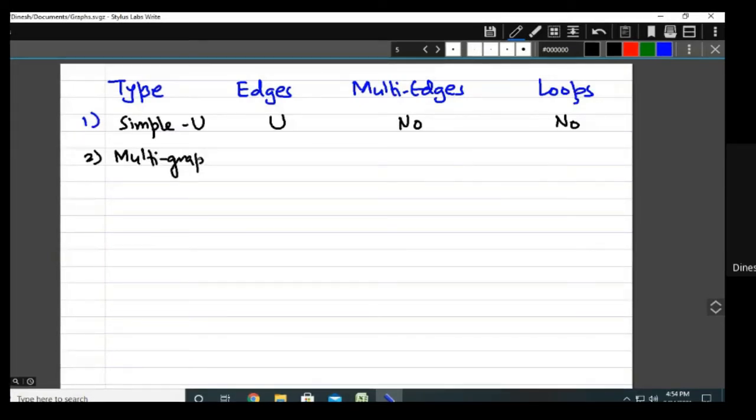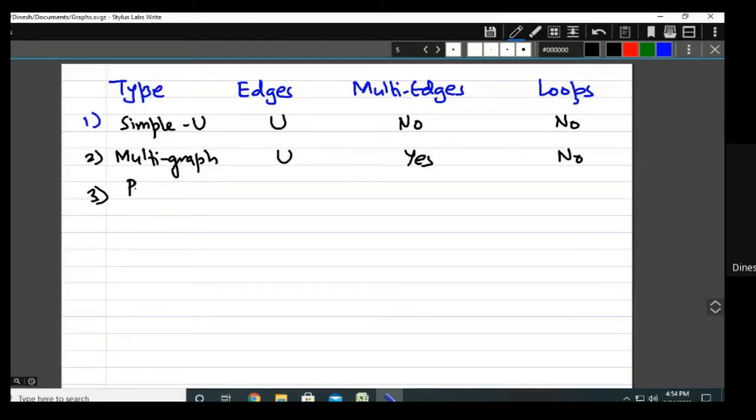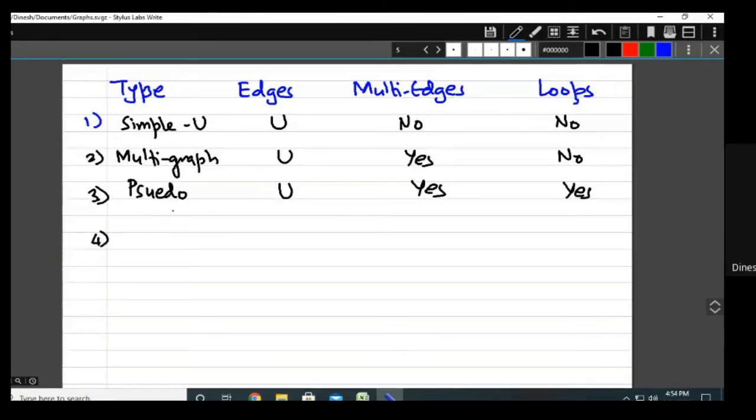Okay. Then comes the second, that is multigraph. Edges undirected. Okay, U means undirected. Multiple edges, yes. Loops, no. Okay. Third comes what? Pseudograph. Edges undirected. Multiple edges, yes. Loops, yes. Okay. Then comes the fourth, that is simple directed.